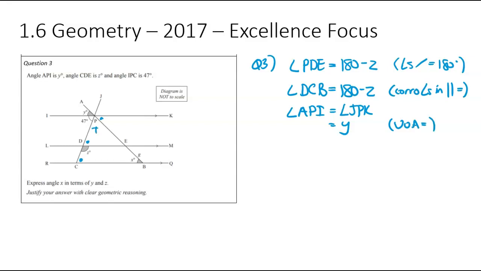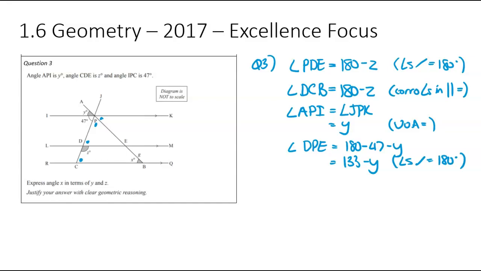Now that I have that angle, I can form an expression for that angle in the middle because they're sitting on a straight line. So angle DPE, which is sitting over here, is equal to 180 degrees minus 47 minus Y. That gets me to 133 minus Y, and I've used the angles on a straight line equals 180 degrees rule to get that.